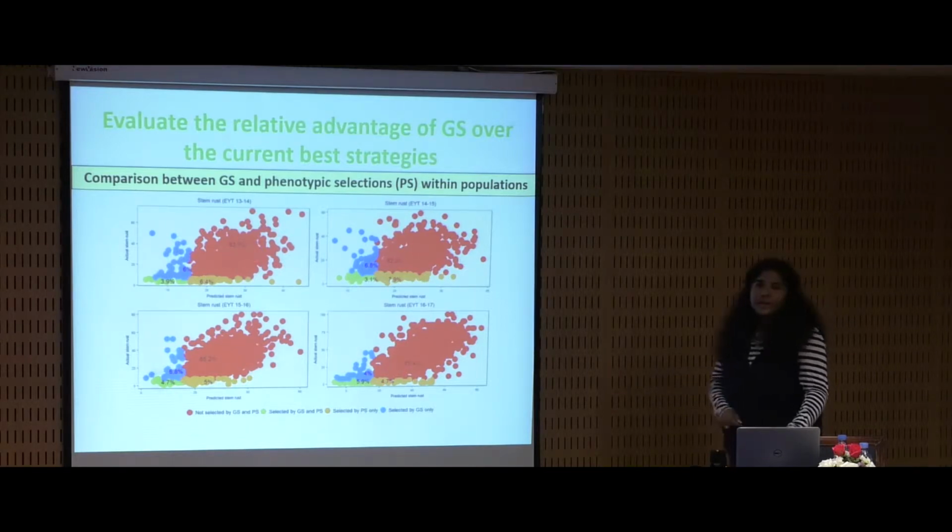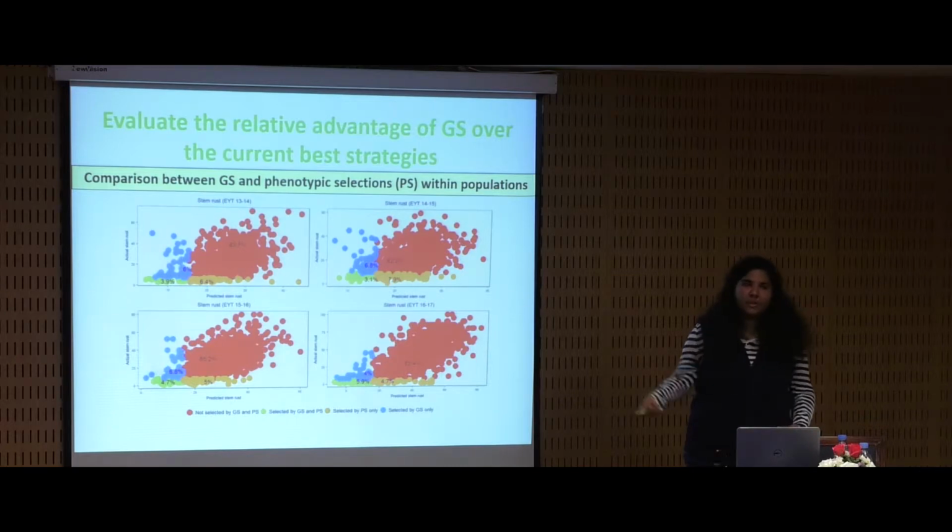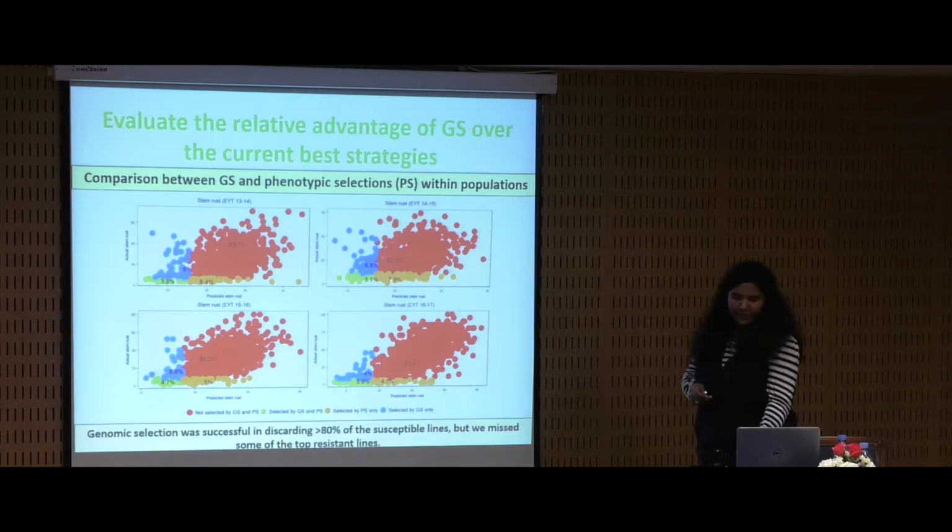This red region is the number of lines you will discard by genomic selection and phenotypic selection as well, and the green area is what you would select by both these methods. And that's what we see.